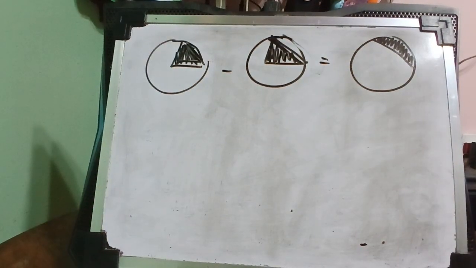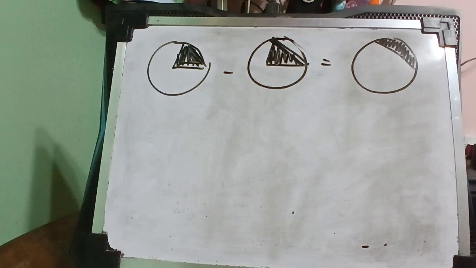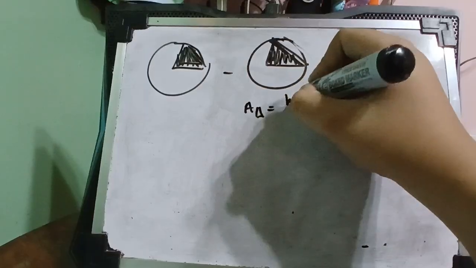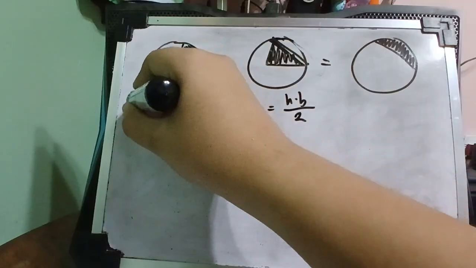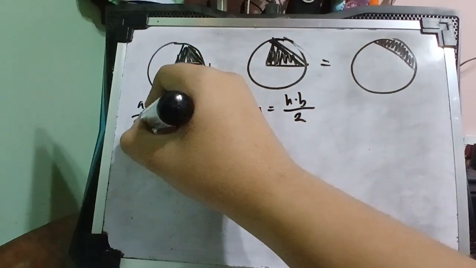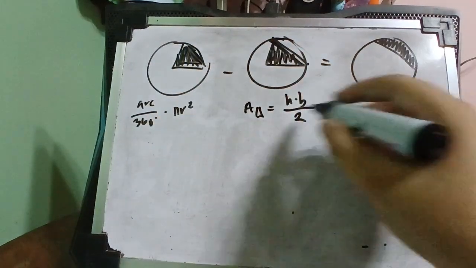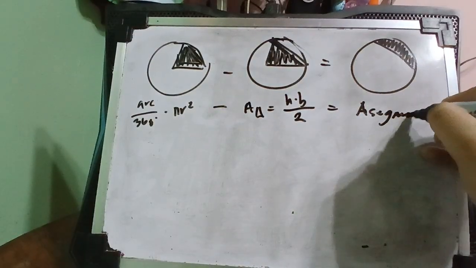So, a segment of a circle is a region formed by an arc and the chord having the same endpoints as the arc. So, to find the area of the segment in the figure, subtract the area of the triangle from the area of the sector. Okay? So, area of our triangle is equal to height times base over 2, or divided by 2. Ito naman, diba, arc over 360 multiplied by the area of the circle. So, minus yan, magiging area of our segment.